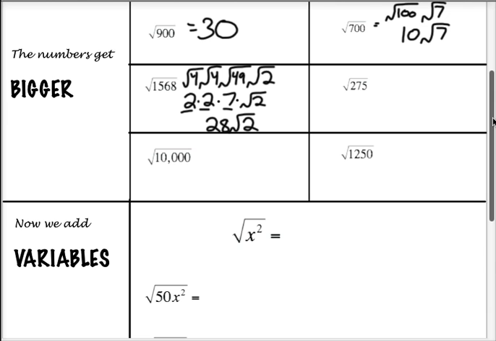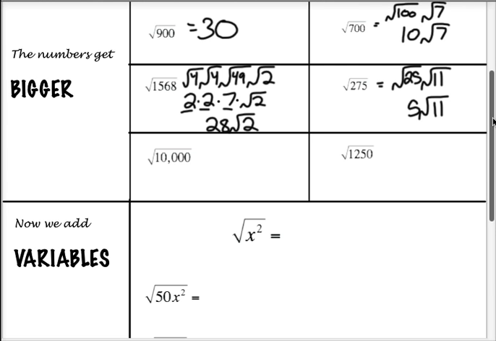Now, square root of 700 or 275. Anything that ends in 2 zeros, and a 25, and a 50, and a 75, that's going to be divisible by 25, okay? So I'm going to pull a 25 out of that. It is actually 25 times 11. So you get 5 times the square root of 11. So again, 25s and 100s are usually pretty easy to see.